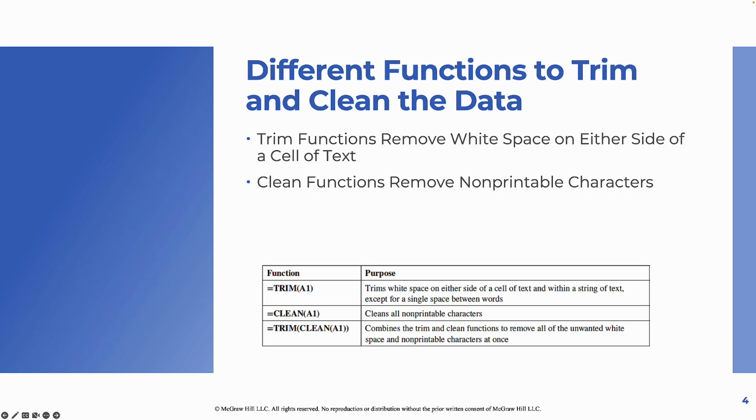So we have different types of functions that we can use to trim and clean the data. So first, we can use a trim function, and this will remove any white space or any type of space before and after the cells, and then we can use a clean function to remove any non-printable characters, and these are the formulas that you see on the screen, so that we can trim white space on either side, we can clean any non-printable characters and do both of them at the same time, which is very typical.